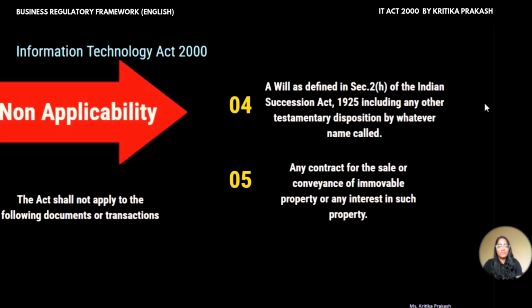If there is a document consisting of a will, which is defined in Section 2 subsection H of the Indian Succession Act 1925, then the IT Act provisions would not be applicable to it. Last, any contract made for sale or conveyance of immovable property is not counted under the IT Act.